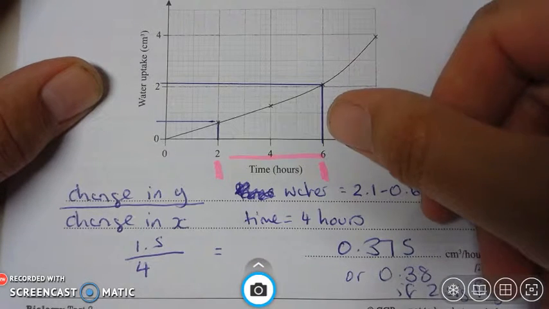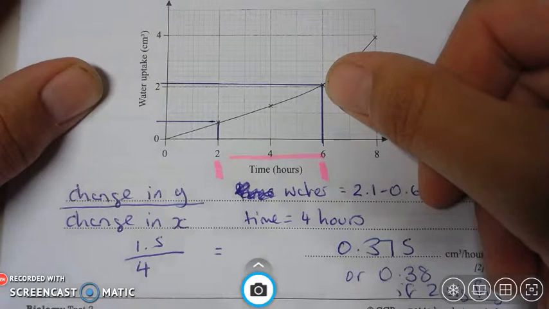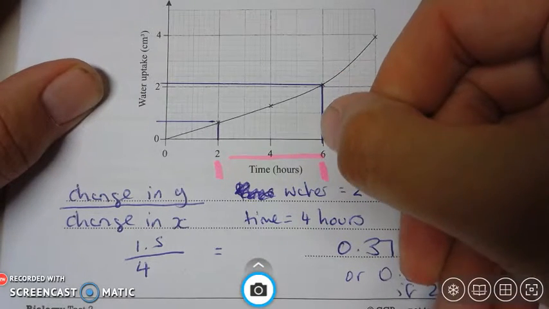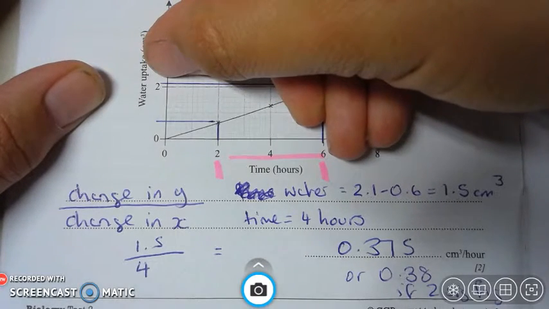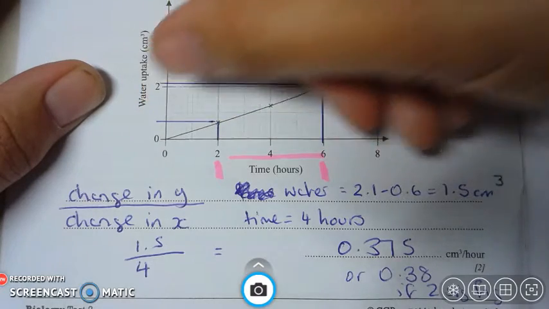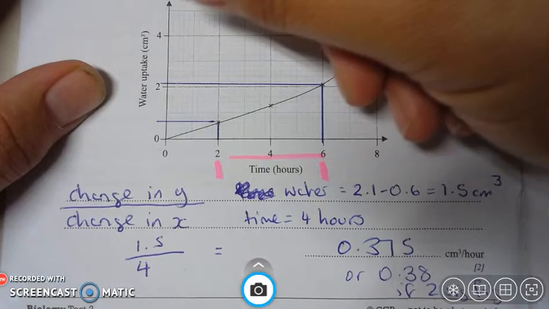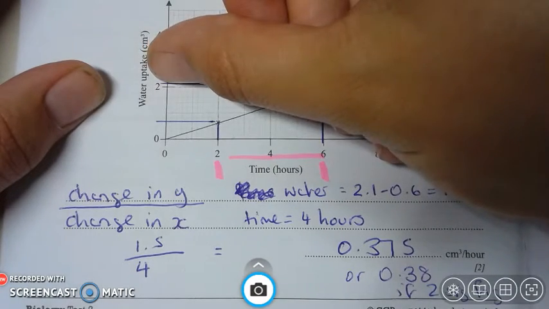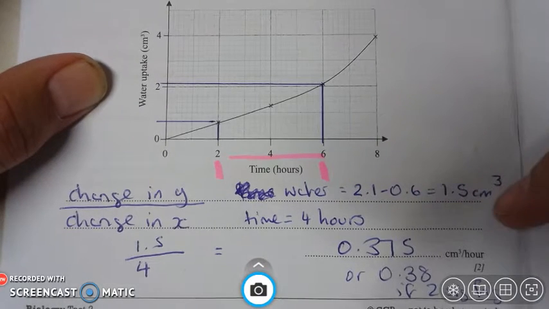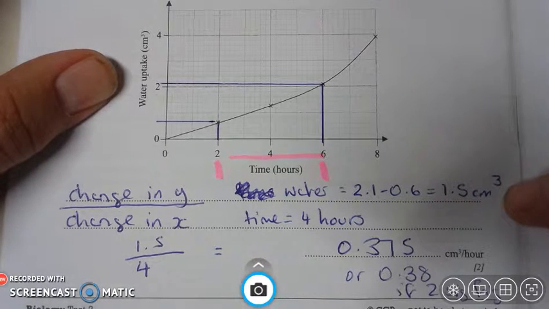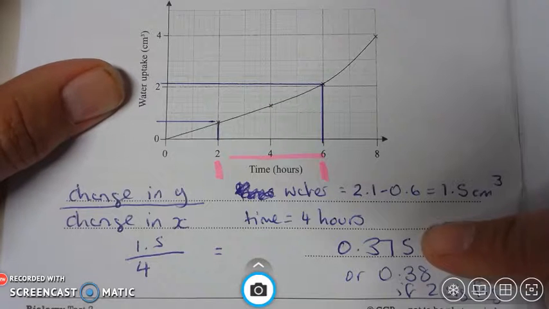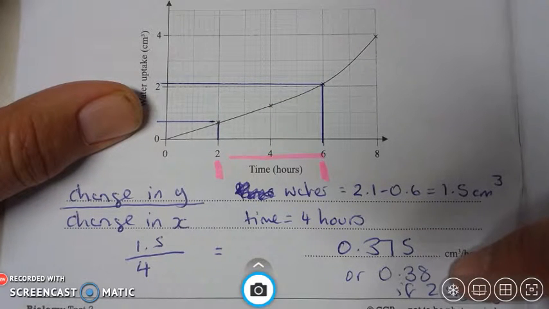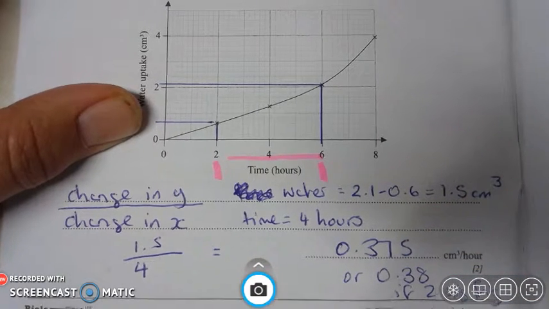Now you'll notice I've used a ruler, and this is something you should get into the habit of doing. Use the ruler to specifically go to the line and then follow it across so you can easily read the scale over here. Now, if you read that, then you can see that this is 0.6 and this is 2.1. It's not 2, it's 2.1. 2.1 take away 0.6 equals 1.5. So that is my change in y. So 1.5 divided by 4 equals 0.375. Now, this question hasn't asked you to write this in significant figures, but if you did, it would be 0.38, because you've got a 5 there and you need to go up to the next number.